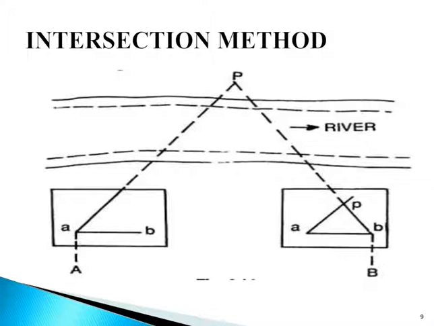So, let us understand it with this figure. Suppose capital A is here and capital B is here. Suppose A and B are two stations and capital P is the object on the far bank of a river. We can see the river here also. Now it is required to fix the position of this station P on the sheet by the intersection of rays drawn from stations capital A and capital B.